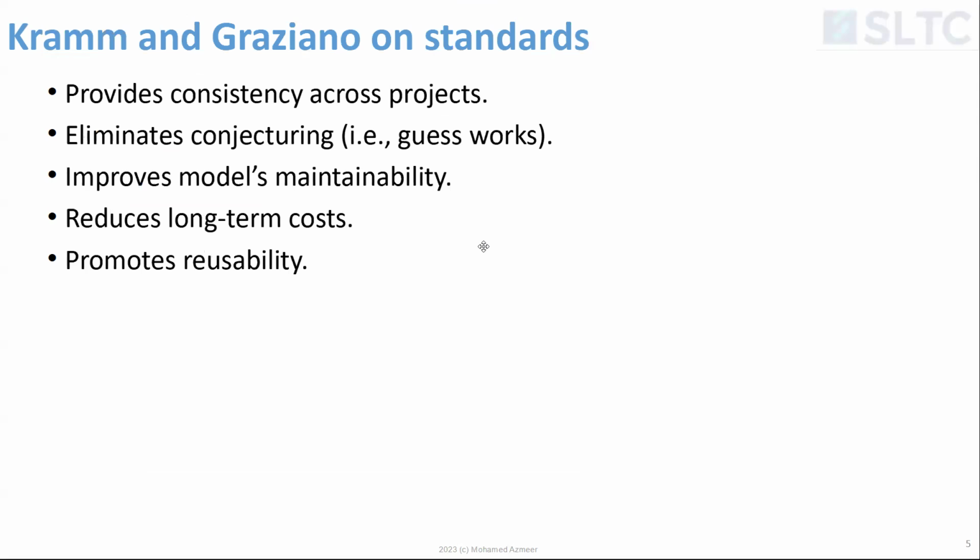So according to Cram and Graziano, they spoke about what is a standard. Different explanations are there as to what is a standard. A standard provides consistency across projects, meaning you will not have one standard for one project and another standard for another project. No, you will have only one standard for all the projects in the organization. And then it eliminates conjecturing. What does that mean? Guesswork.